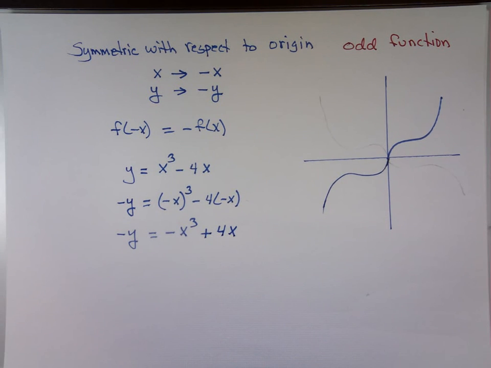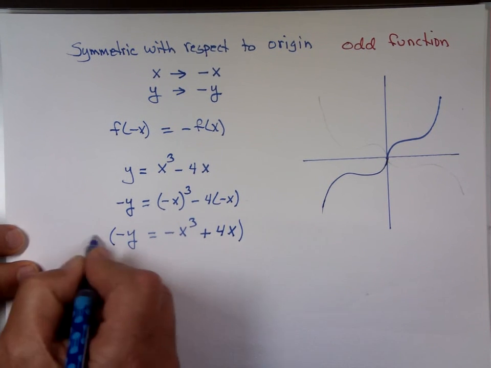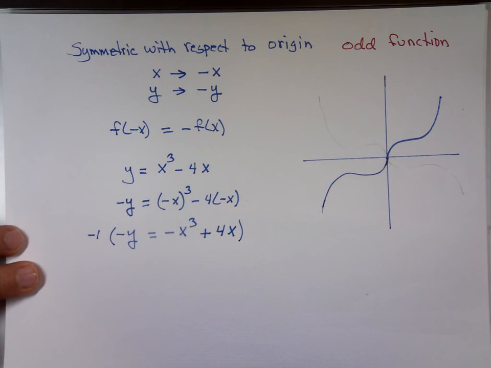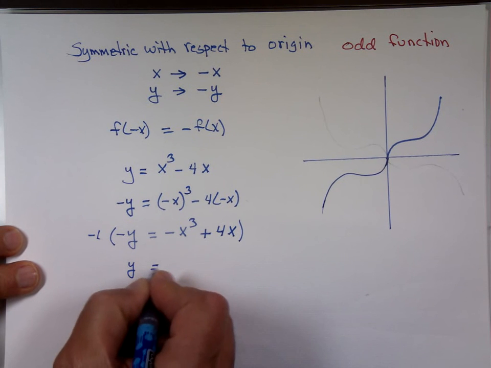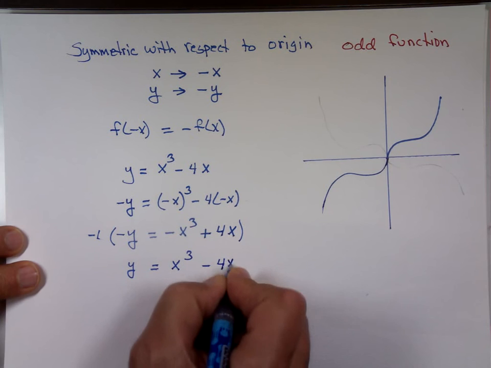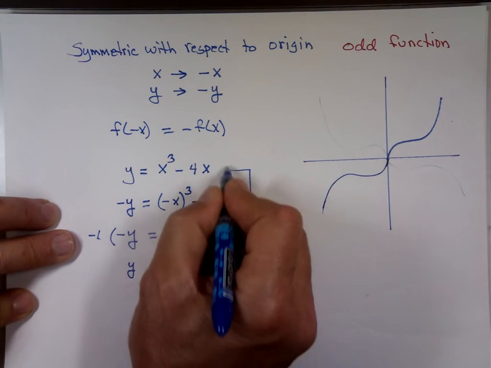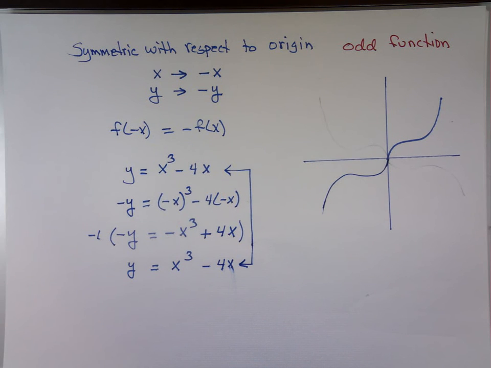And to solve it for y, we're going to divide or multiply by what? Negative 1. If you multiply everything by negative 1, you end up with y equals what? X cubed minus 4x. Is that the same as what you started with? That is an odd function. Again, I only have to graph 2 or 3 points on the right side, flip it over, I have the left side.